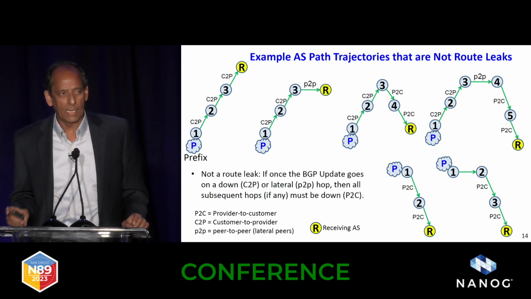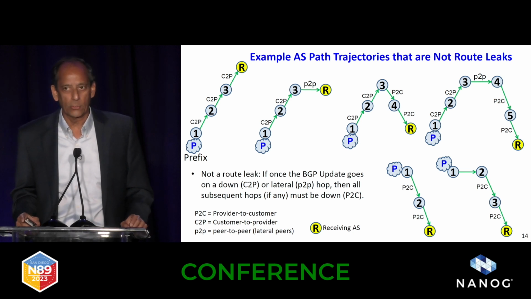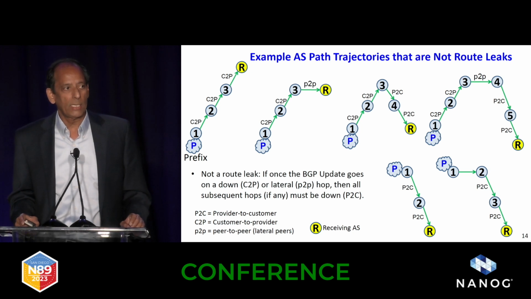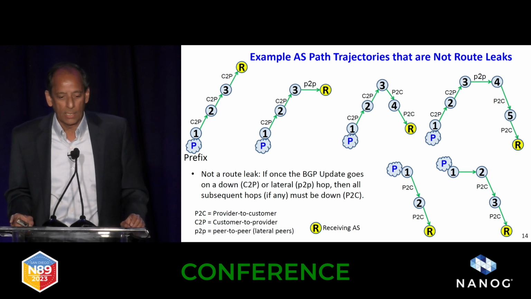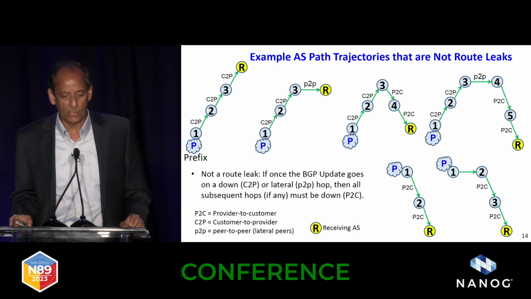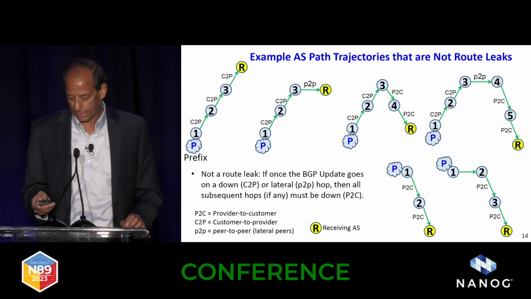Once an update starts from somewhere, it can go multiple hops, customer to provider, and once it makes a turn and goes towards a lateral peer or a customer, subsequently it should only be going from a provider to a customer, down, down, down direction. If that doesn't happen, then there is a route leak. And the other pictures here are basically about, you can have only the left ramp, then it's not a route leak. You can have only the right ramp, then also it's not a route leak. So there are these trajectories that are not route leaks.